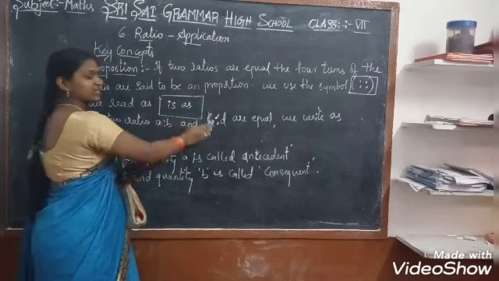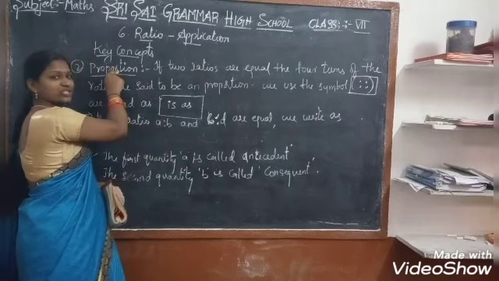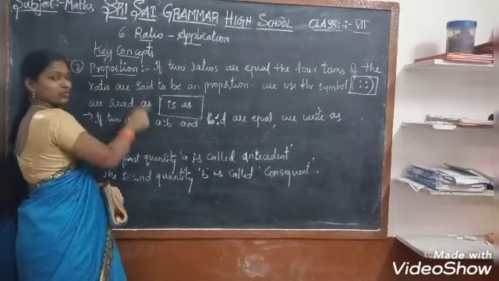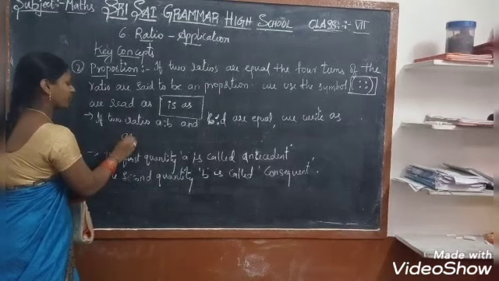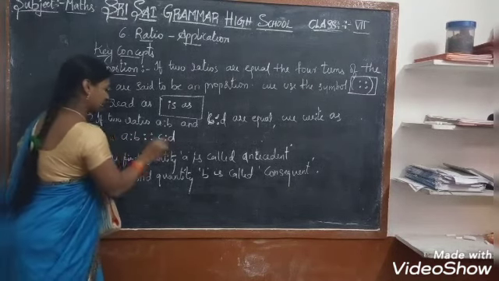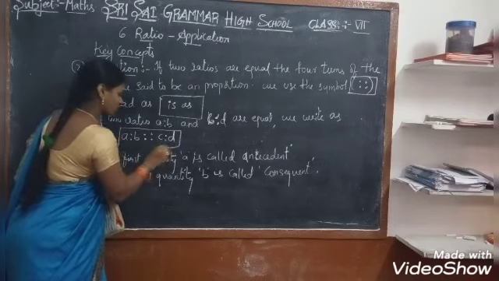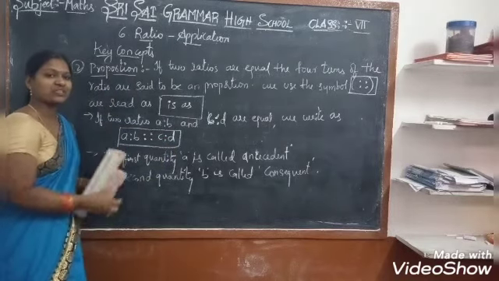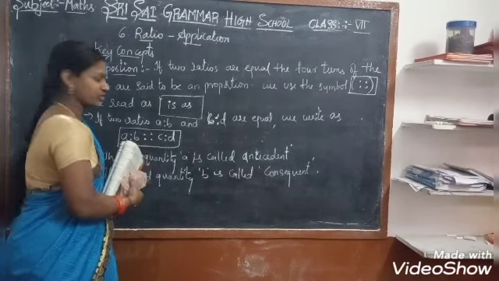Okay. For this, we are going to apply proportion. How are we going to apply it? A is to B as C is to D. This is the formula of proportion.